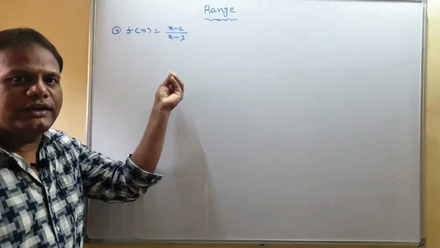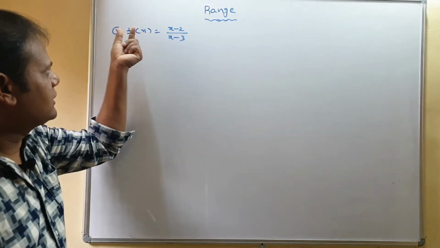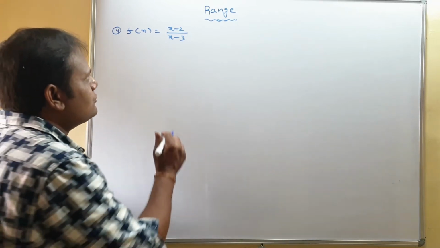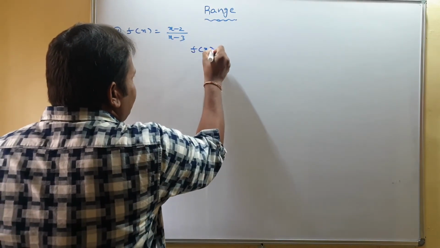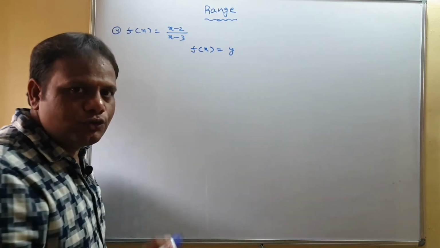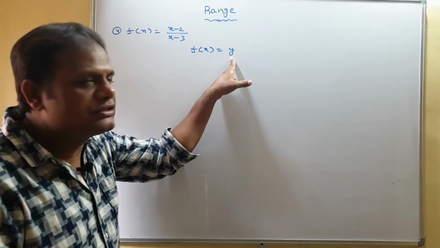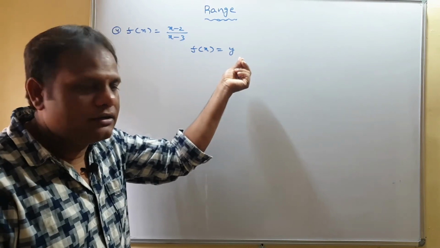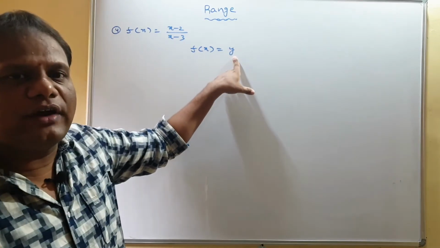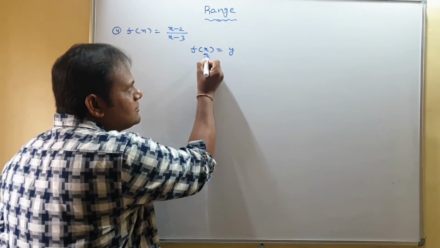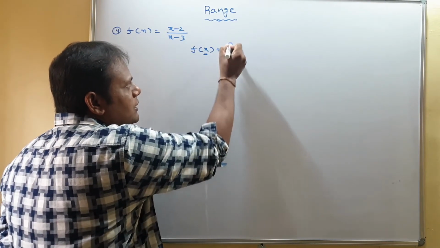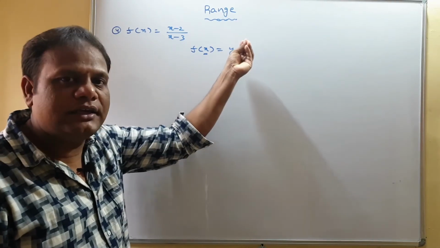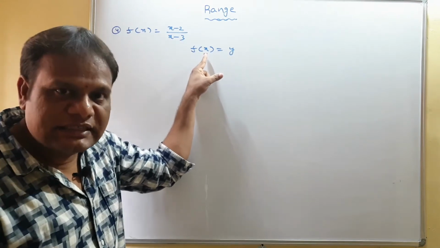Now we have to find the range of the function f of x equal to (x minus 2) by (x minus 3). Okay, so I am taking the function as y. You know that we have to find the values of y where x exists. You know x represents the domain and y represents the range, is it? So you have to find the values of y where the domain exists.